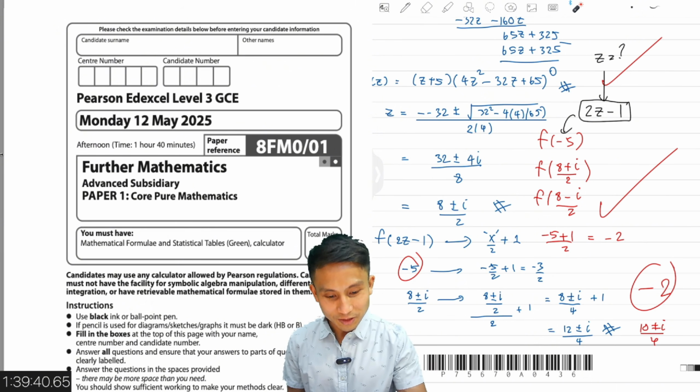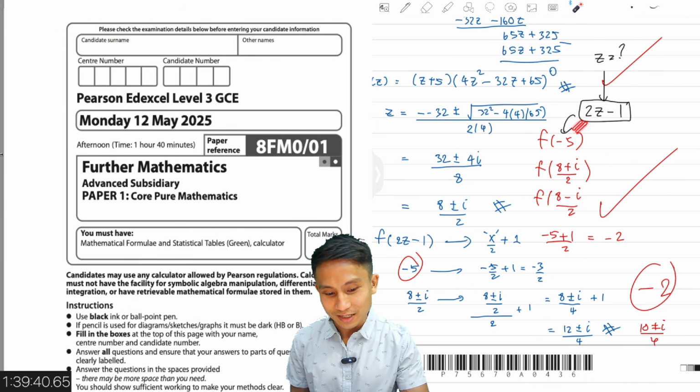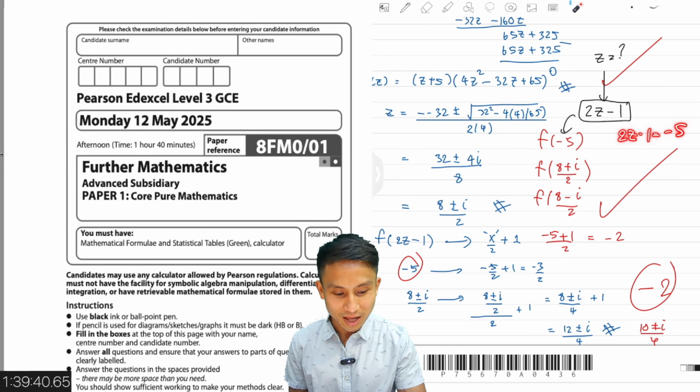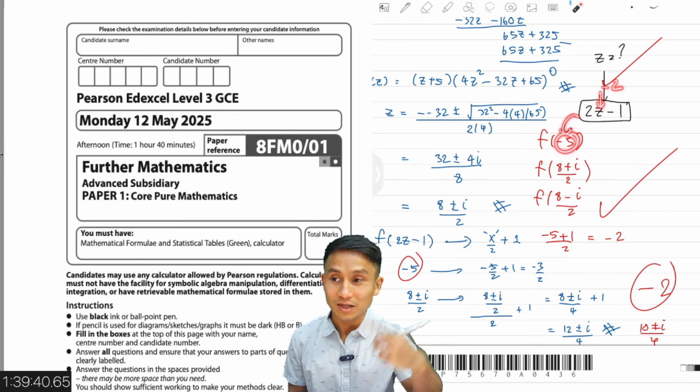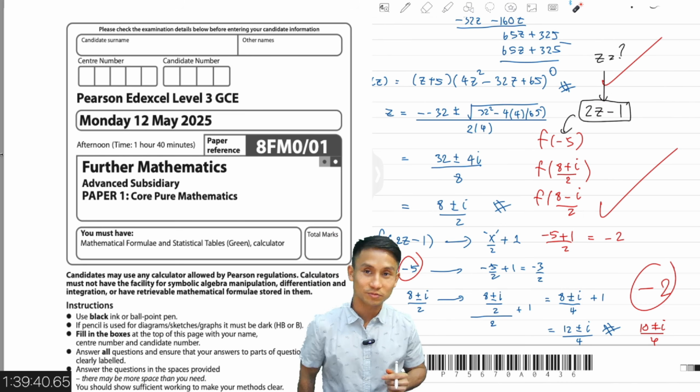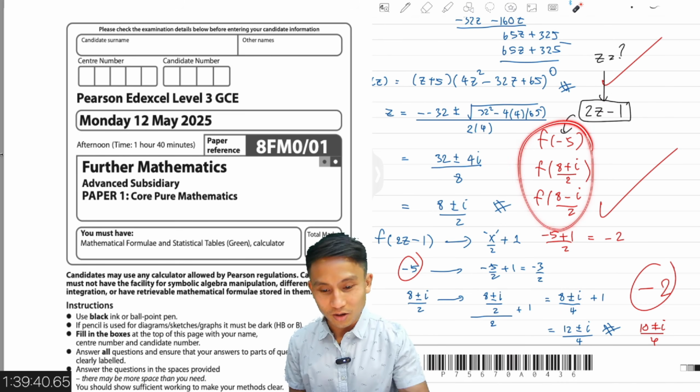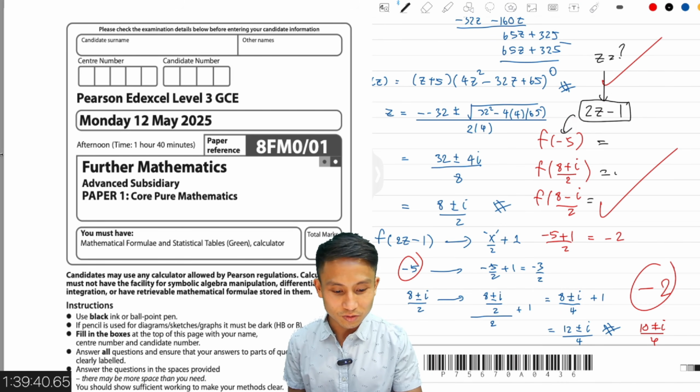So the first one, that's why we equate this to this, and then we solve. So the first one is 2z minus 1 equal minus 5. So that's why I get z equals minus 2. Because when you plug minus 2 in here, you get f of minus 5, and f of minus 5 gives you 0. Because these are all 0, right? They are all equal to 0.